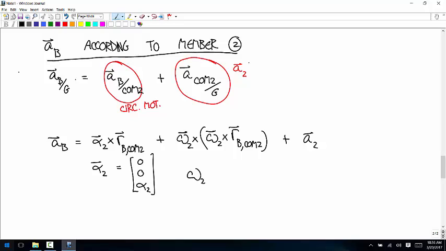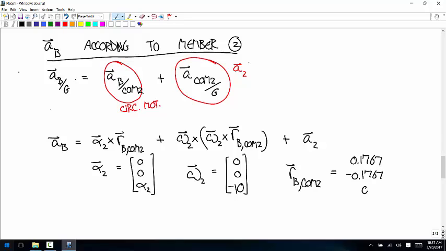Question? Omega 2 is given as negative 10, and that's in Z: 0, 0, negative 10. And then that r2b from the center of mass of 2, I think that's positive 0.1767, negative 0.1767, 0.